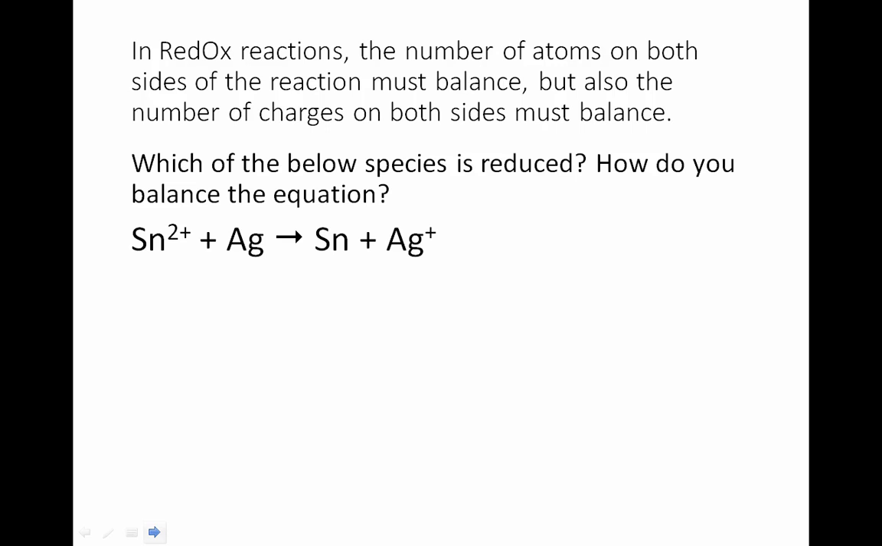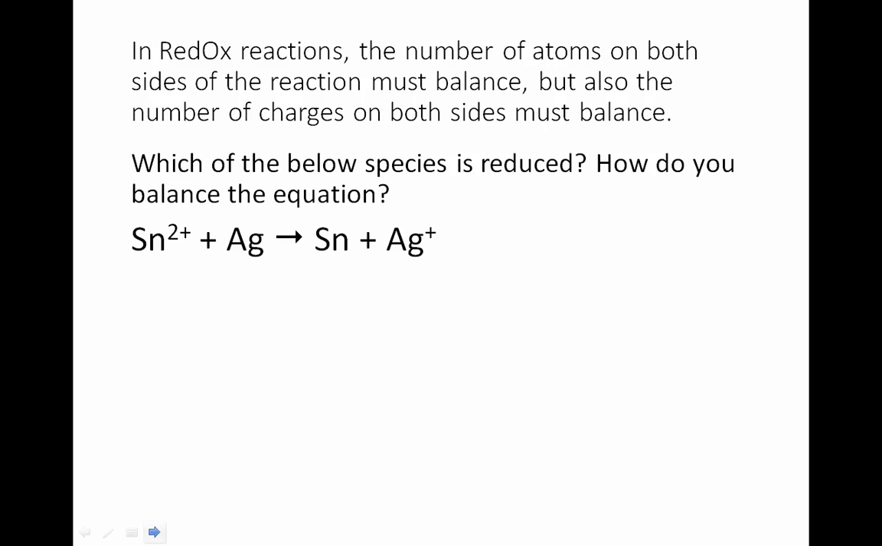Because if your oxidation is producing 5 electrons, those 5 electrons need to go somewhere. And so you have to make sure your reduction reaction requires 5 electrons. And so that's what it means to balance out the charges: as you produce them with oxidation, you better be accepting them with reduction. So let's look at a couple of examples that will illustrate that.